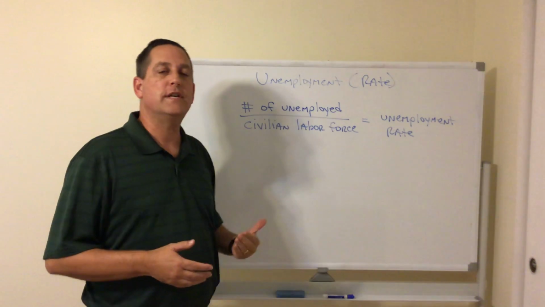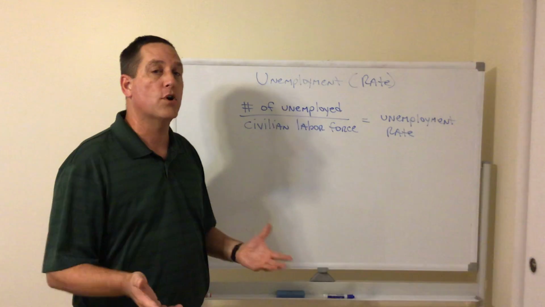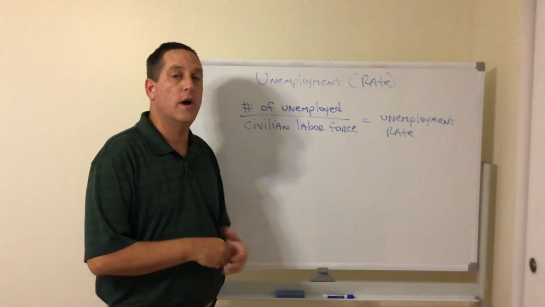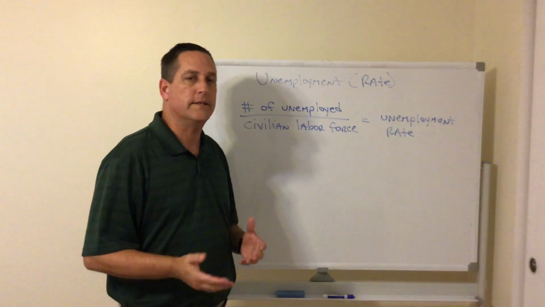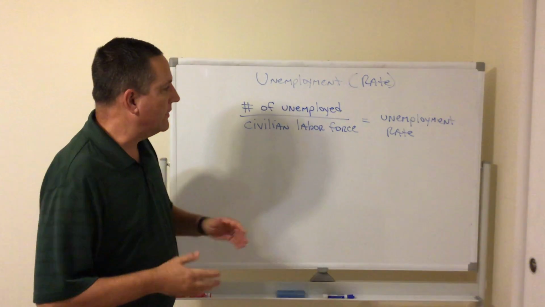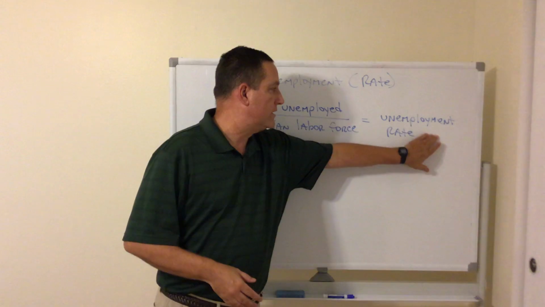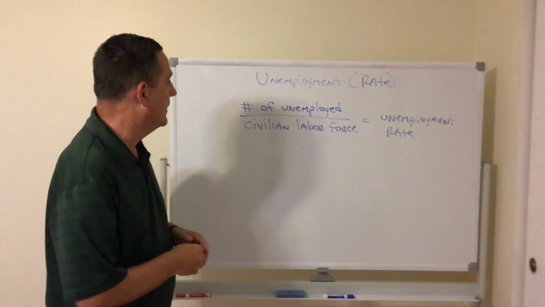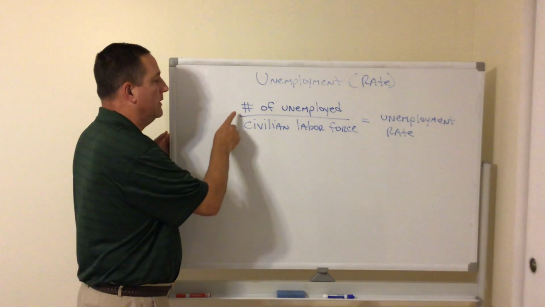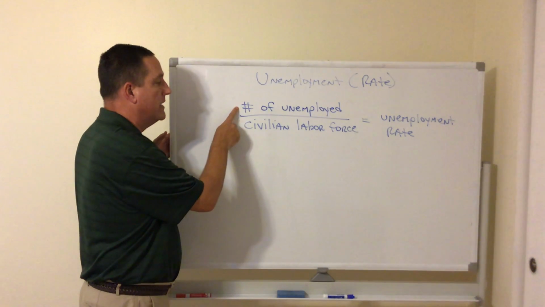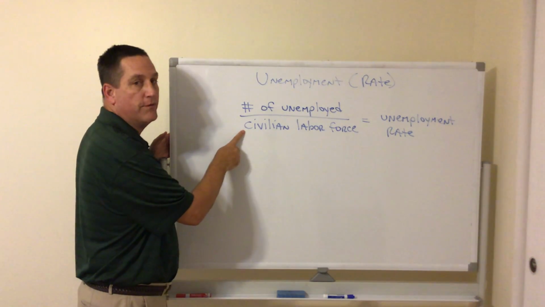Obviously, if a country has a lot of unemployed workers, the economy is not doing well. So what does it mean to be unemployed? What is the unemployment rate? Well, in order to calculate the unemployment rate, the percentage of people that are unemployed, we use a very straightforward formula. We take the number of unemployed workers and divide it by the civilian labor force.